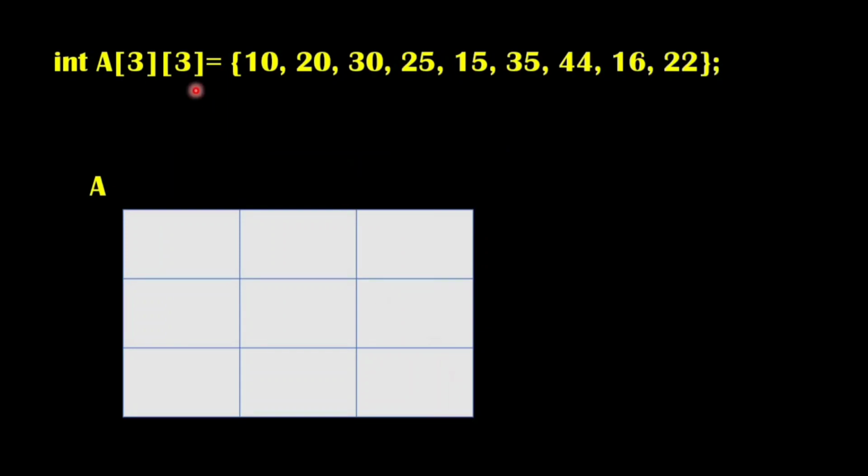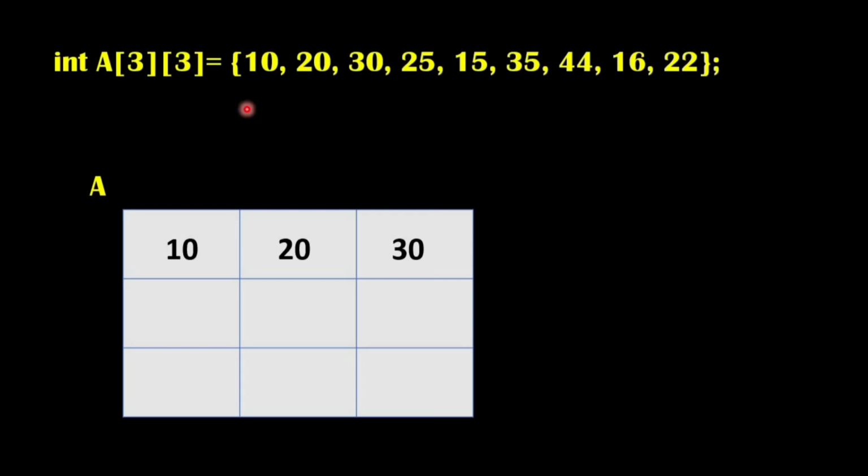So here I have written a of 3, 3. So 3 represents rows, second 3 represents the columns. We have 3 rows and 3 columns. So when we write like this, a of 3, 3 is equal to the elements. There are 9 elements. 10 will be stored in the first position. Then 20 will be stored. Then 30 will be stored. So we have only 3 columns in the first row or 3 cells in the first row.